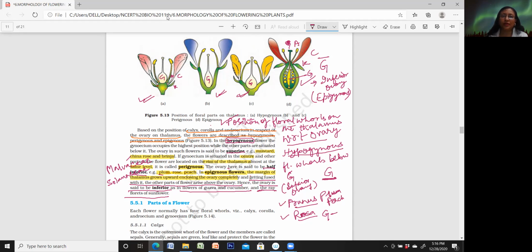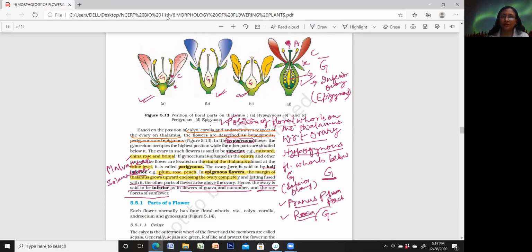The second one, that is perigynous, where the ovary is half superior, half inferior. So therefore, the thalamus is such that the floral whorls are arranged some above, some below. And as we have discussed, the other parts of the flower are located on the rim of the thalamus almost at the same level. Gynoecium and the floral whorls will appear almost at the same level. So the symbols also side by side we have seen.